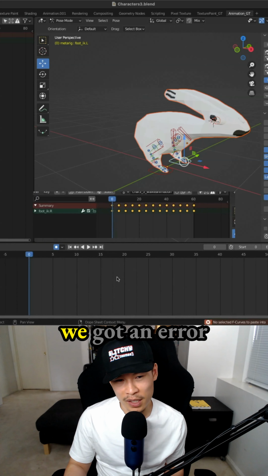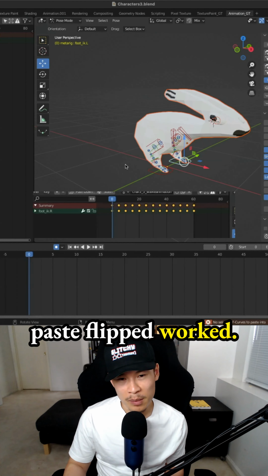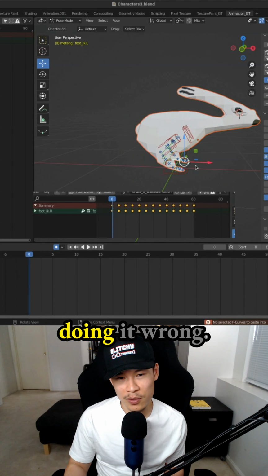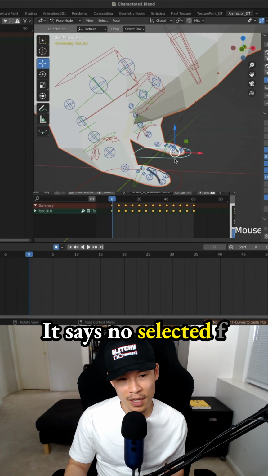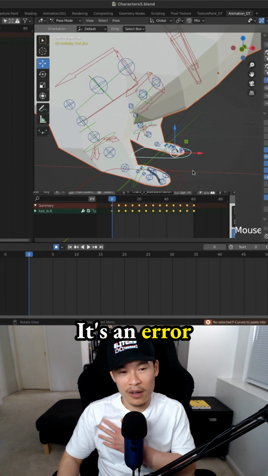But when I did that, we got an error of some sort. And I thought that's how paste flip worked, but then it didn't. So maybe I was doing it wrong. It says no selected F curves to paste into. I don't know what the meaning of this is. It's an error of some sort.